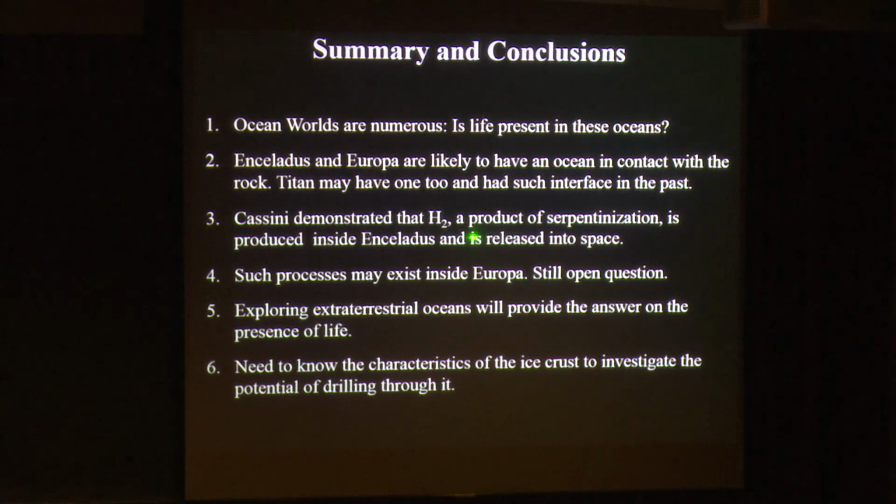Cassini demonstrated that hydrogen, a product of serpentinization, is indeed present inside Enceladus and is released into space. Such processes may exist inside Europa, still an open question, and exploring extraterrestrial oceans will provide an answer to the presence of life. And we need to know the characteristics of the ice crust to investigate the potential of drilling through it. And I think that's what I try to do with all these numbers. Thank you very much.